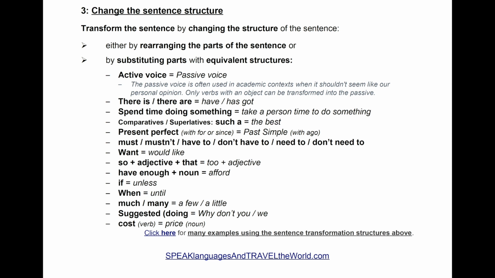Want to can be substituted with would like. So plus adjective that can be substituted with to and adjective. Have, enough, and a noun can be substituted with afford in certain contexts. If can be substituted with unless. When can be substituted with until. Much and many can be substituted with a few and a little. Suggest doing something can be substituted with why don't you, why don't we. And the verb cost can be substituted with the noun price.